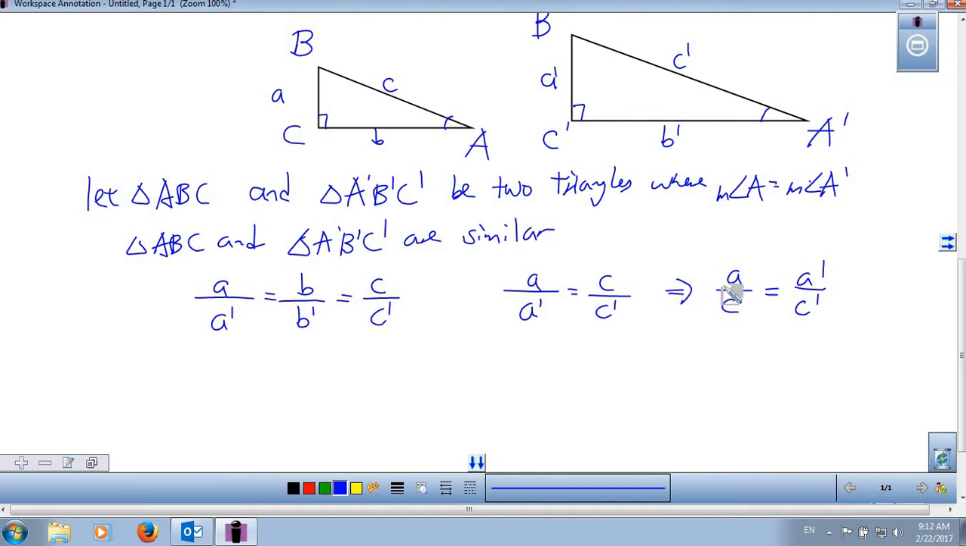So what is A over C though? Well, A over C happens to be sine of angle A, right? Sine of angle A is the opposite leg over the hypotenuse, which is A over C. And what about sine of A prime? Sine of angle A prime is equal to A prime over C prime. But A over C and A prime over C prime are the same. So we prove that sine of angle A is equal to sine of angle A prime, as long as angle A and angle A prime are the same measure.